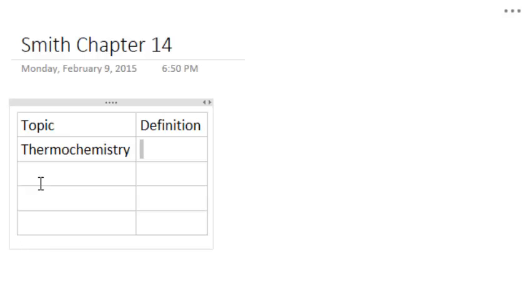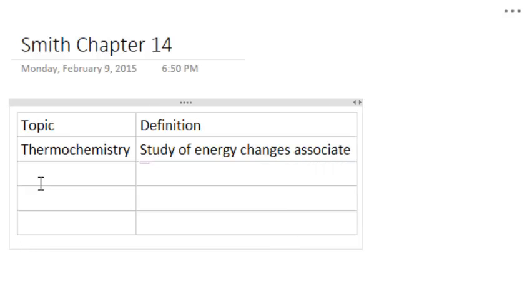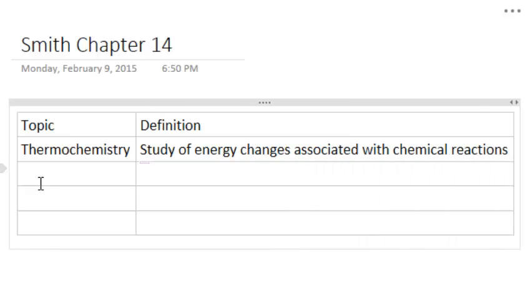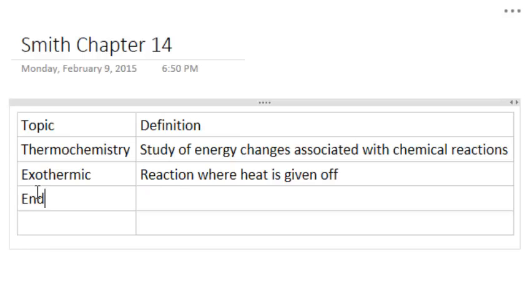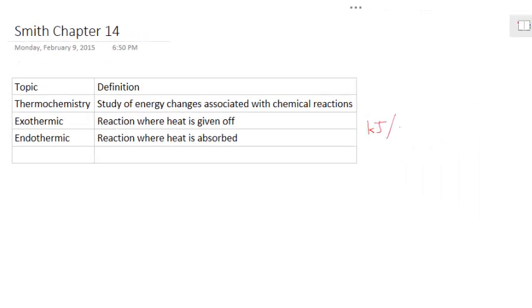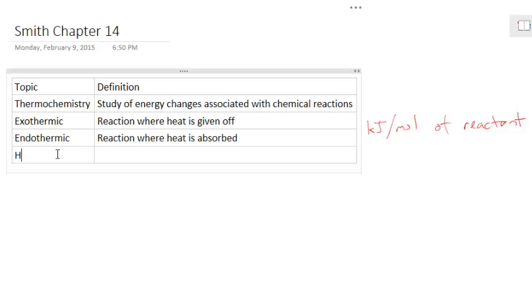The first definition is thermochemistry, which is the study of energy changes that occur in a reaction. These energy changes can be classed as exothermic, where a reaction gives off heat, or endothermic, where a reaction absorbs heat. Both endothermic and exothermic reactions are measured in kilojoules per mole. The heat of reaction is defined as the energy that is absorbed or liberated in the chemical reaction.